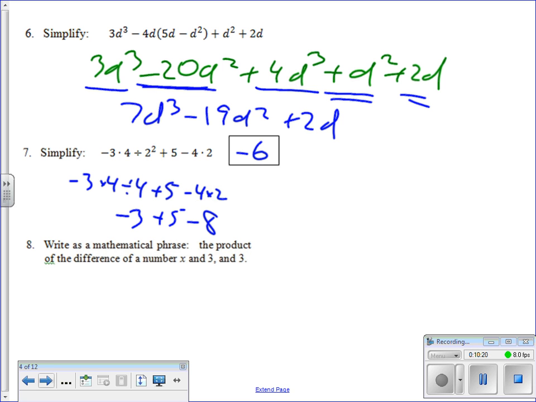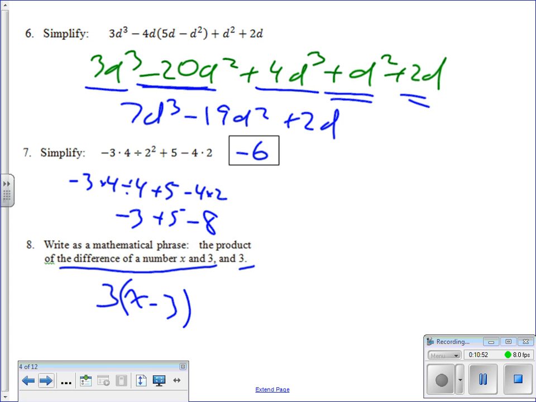Number 8, write as a mathematical phrase, product of the difference of a number x and 3. So I'm taking the product of two things. My two things are this and that. So I'm going to multiply those two things. The difference of a number x and 3. So that means I have x minus 3. That's the difference of a number x and 3. And it's the product of 3 times that.